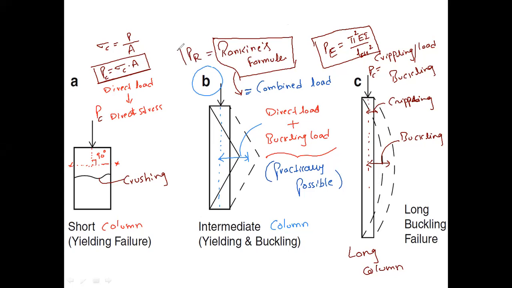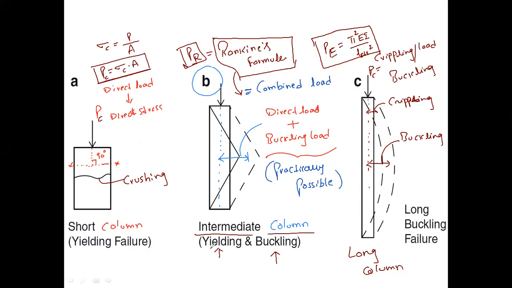PR. So PR is nothing but Rankine load, which is a combination of direct load plus buckling load. Direct load will make column to crush, buckling load makes columns to buckle. So that combined failure will happen in the intermediate columns. Intermediate columns are the ones, ikkada chudandi chala clear ga undi.